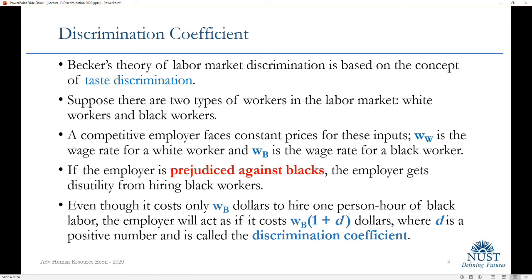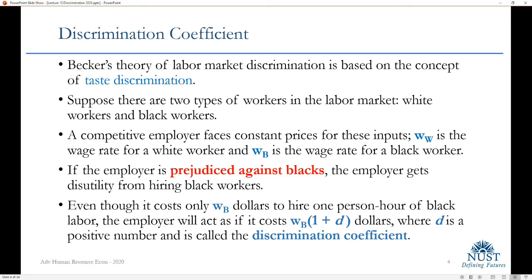What does that mean? Let's assume that WW right here and WB right here are both $100. We know that this one is for the white worker, this one is for the black worker. Now, if the employer is biased against black workers, then because he dislikes black workers, he will not feel comfortable hiring a black person. So even though he's paying $100 from his pocket, in economic terms his cost is higher than 100 units, because he's not happy hiring this person. So in real terms, he's actually spending more money on this employee.